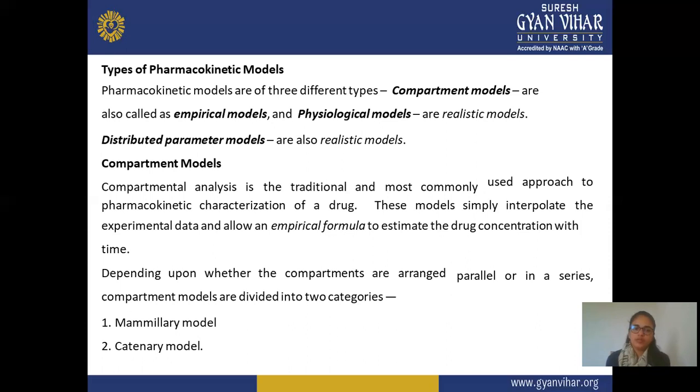Depending upon whether the compartments are arranged in parallel or in series, the compartmental model is divided into two categories. That means according to the arrangement, it may be arranged in a parallel or a series way. So it is further divided into two different categories: one is the mammillary model and the second is the catenary model. This is a further subtype of the compartmental model according to parallel and series arrangement.